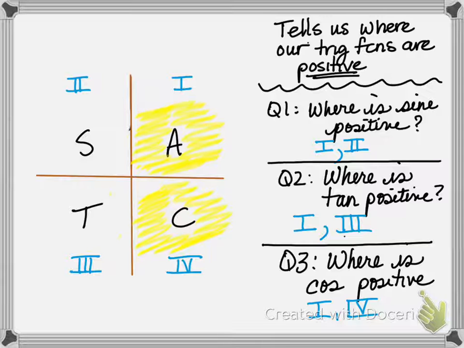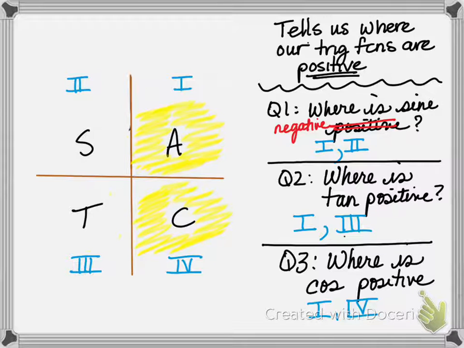Anytime you want to know where the functions are positive, you would just shade the first quadrant and then the letter that your trig function begins with, okay? But here's where the tricky thing starts, where students start getting confused. What if, instead of using the word positive, I say, where is sine negative?